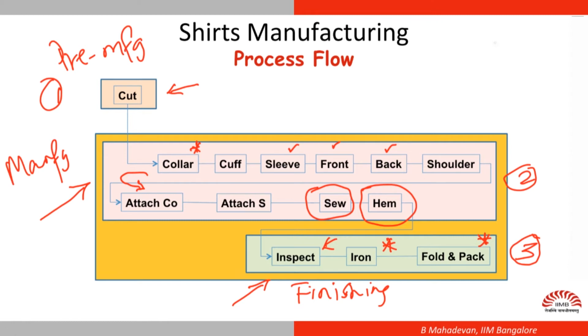So what you see here are the following. We have identified 1, 2, 3, 4, 5, 6, 7, 8, 9, 10, 11 and another 3 here, 14 activities in all. Also we have identified the technological and the logical constraints. So this is what I mean by technological and logical constraints.